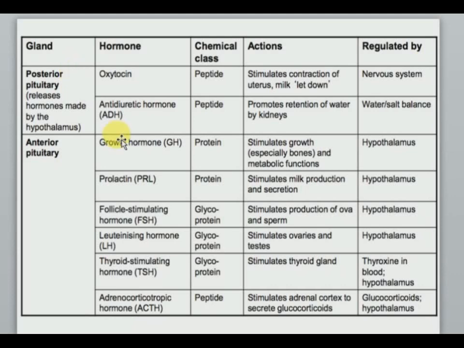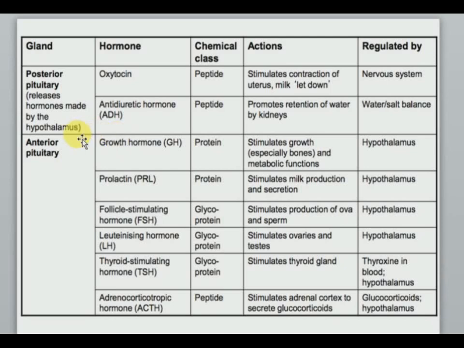And we have antidiuretic hormone, which is also a peptide. It promotes retention of water by the kidney. Like I always tell my students, the more the ADH, the less water excreted from the body through urine, and the less the ADH, the more water excreted through urine. Please bear that in mind.